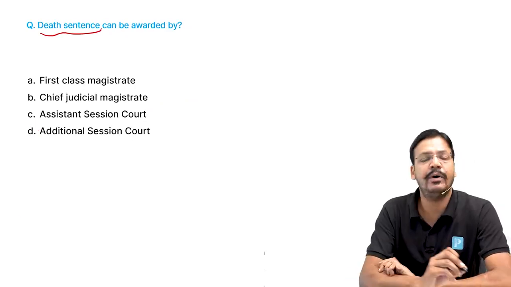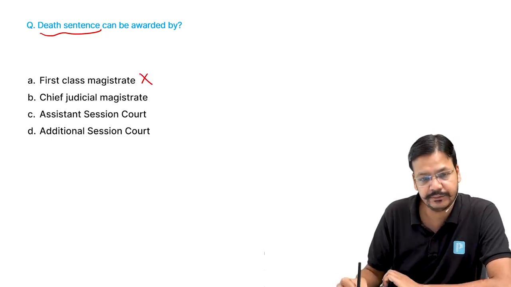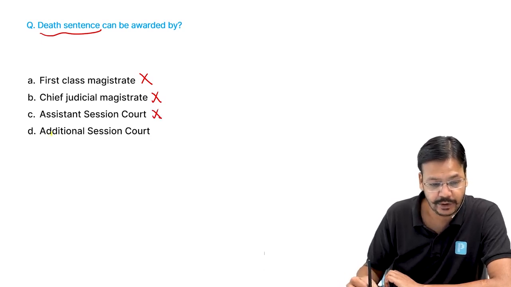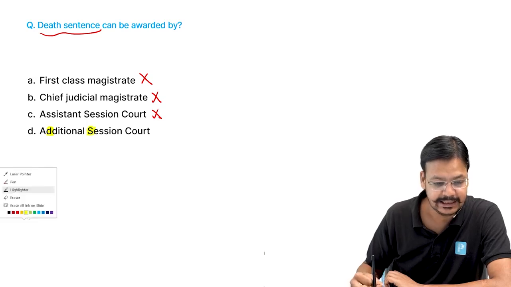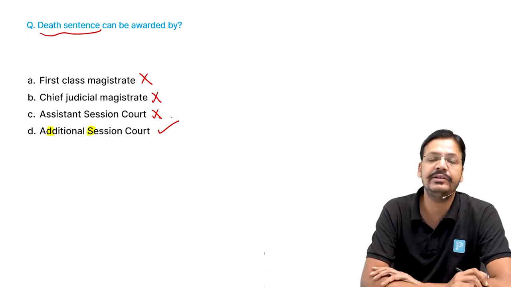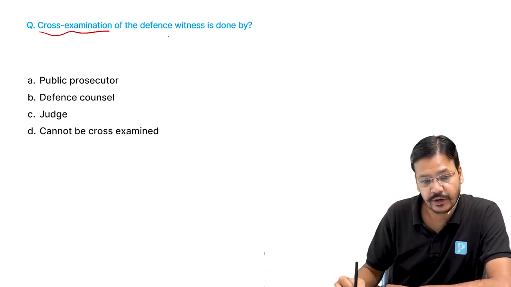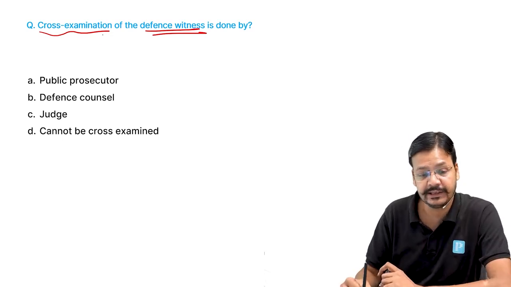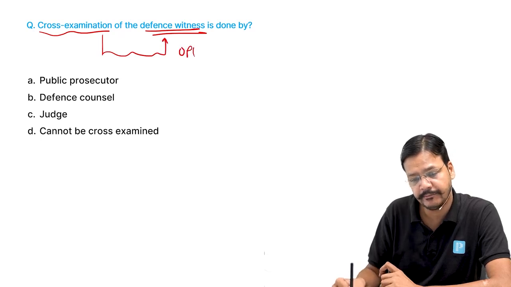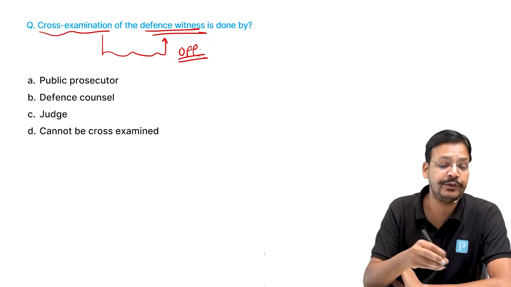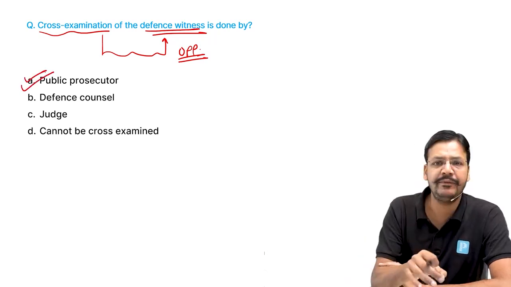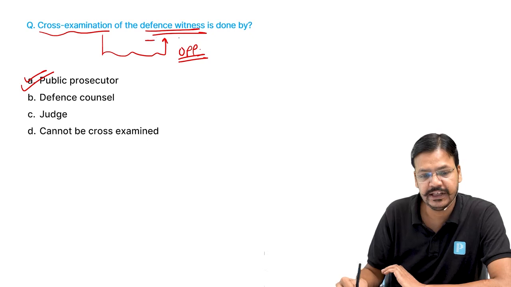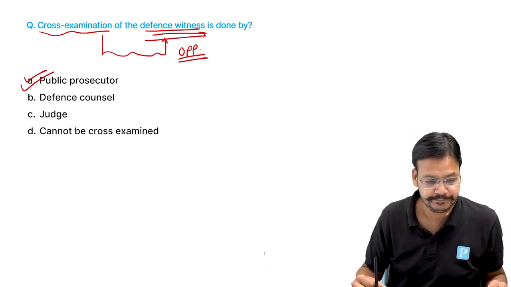Death sentence can be awarded by, sir, first class, no. Chief Judicial, no. Assistant Session, no. But I already told you the trick also: Additional, ADS, death sentence. Death sentence can be awarded by additional session court. Cross-examination of defense witness: chief examination is by the same party lawyer, cross-examination is by the opposite party lawyer. So for a defense witness, the opposite party is the public prosecutor. For a prosecution witness, the opposite party is the defense lawyer. But here the question is about a defense witness, so the opposite party is the public prosecutor.